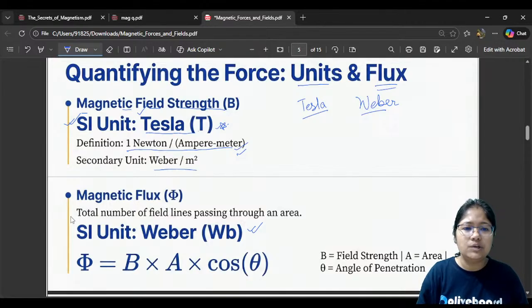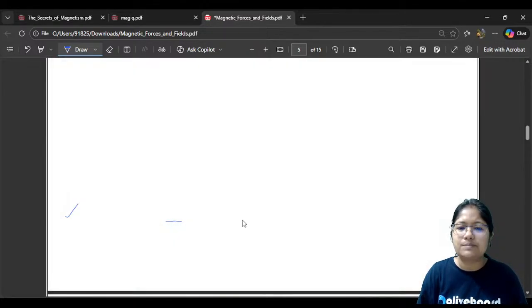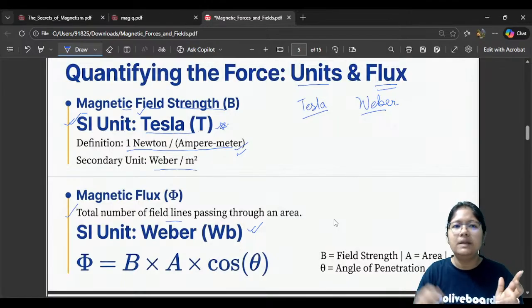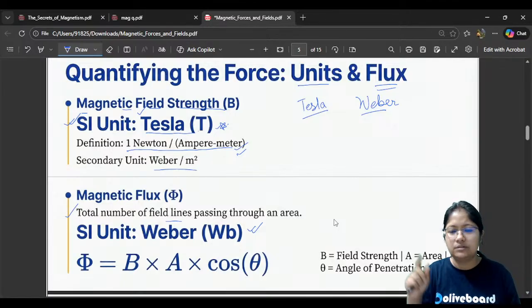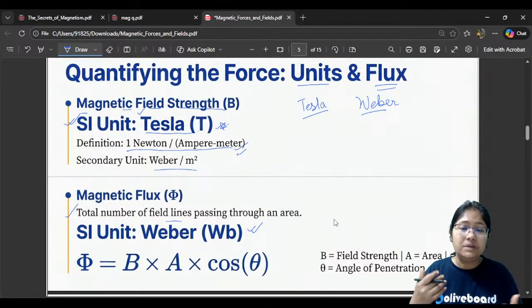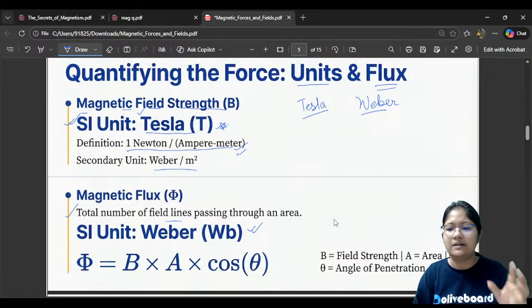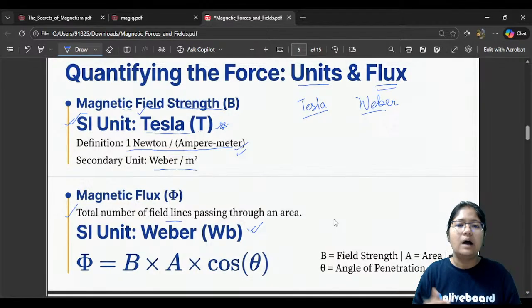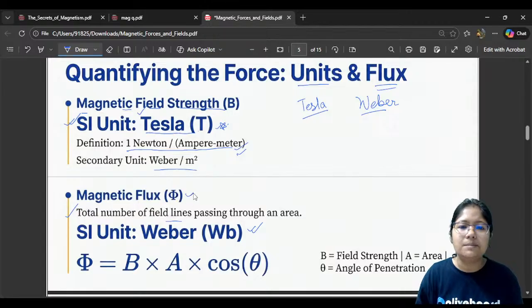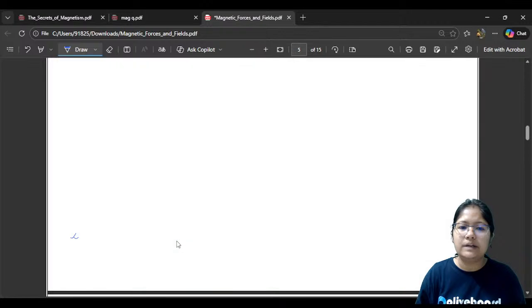Now, if they are asking you about the total number of field lines passing through an area, we had seen there were many lines passing through the north pole and the south pole, right? More lines were there at the north pole and south pole, meaning more iron nails get attracted to the north pole side and the south pole side. How to put it in a better way? We call it the magnetic flux. The total number of field lines passing through an area is your magnetic flux. It is denoted by phi, and the SI unit is Weber.